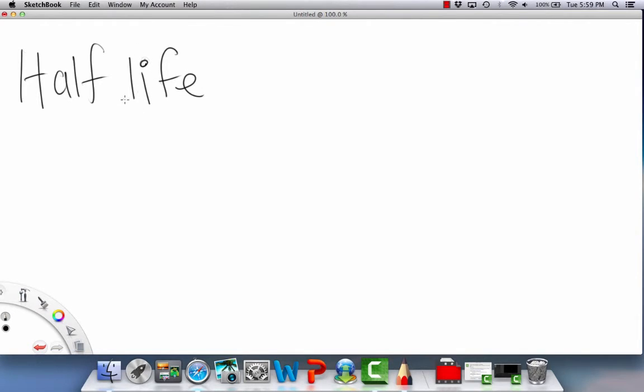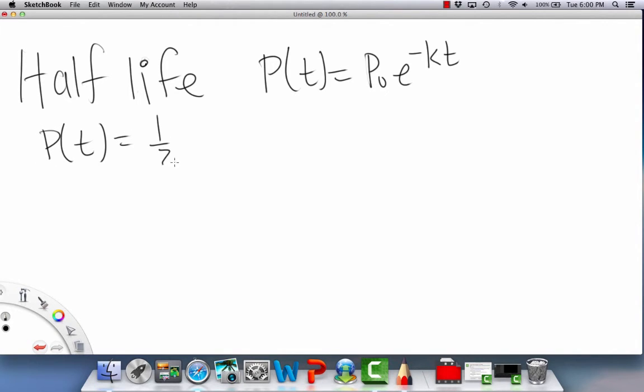Okay, so in this case, we're thinking of it as exponential decay. So our equation is going to look like this, with the minus in front of the kt because it's decay and not growth. Now we're looking for when p of t equals half of our initial. So we're going to plug in half p naught for the left side, and we're going to do the same thing that we did on the other. We're just going to solve for t.